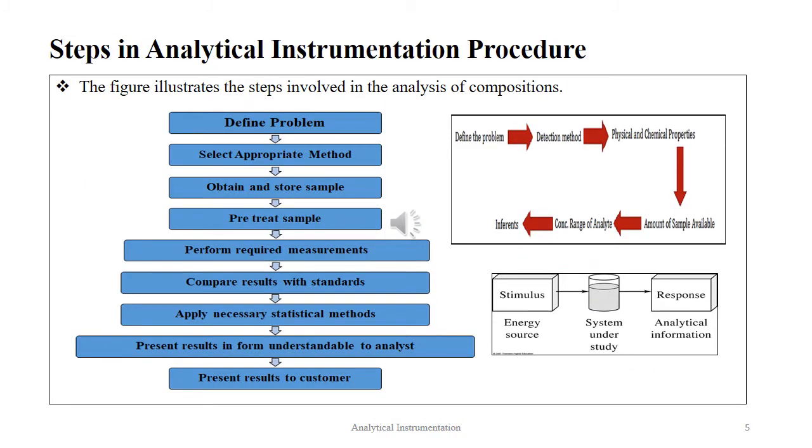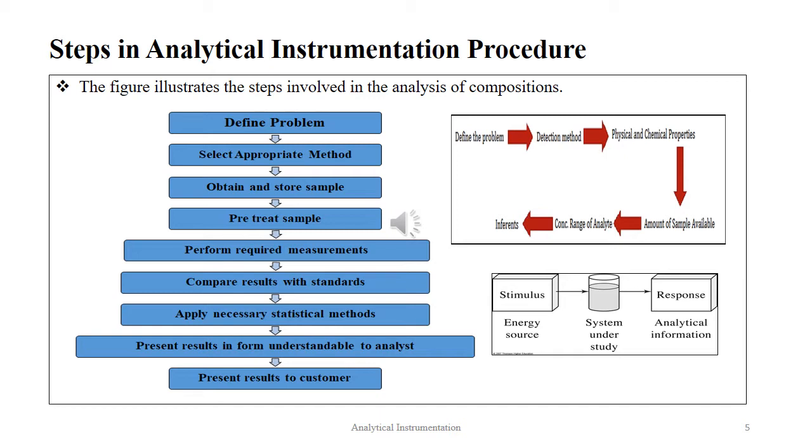Any analytical procedure comprises the following steps. First, we define the problem. Then we select the appropriate method for the particular problem. Obtain and store the sample and then pre-treat the sample. After preparing the sample, we perform the required measurements, compare the results with already present standards, then apply necessary statistical methods, present the results in forms understandable to the analyst, and finally present the result to the customer.